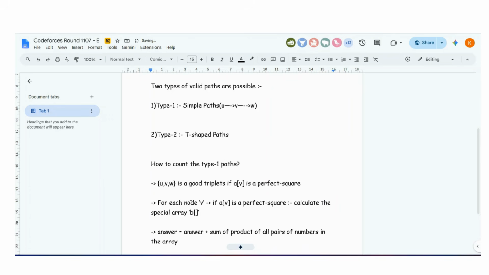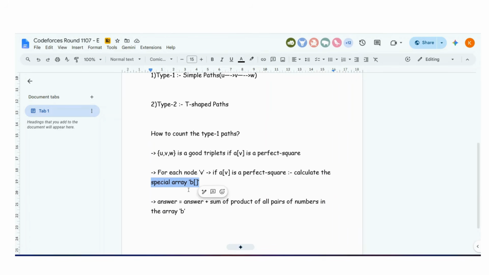Do you even understand how brilliant this problem is? We have not even started talking about the type 2 paths. Just type 1 paths have opened up our brain. I will go to each node in a tree and check if it is a perfect square. Then I have to calculate the special array b. Once you have the array b, you can calculate the sum of product of all pairs in the array b. This I leave up to you.